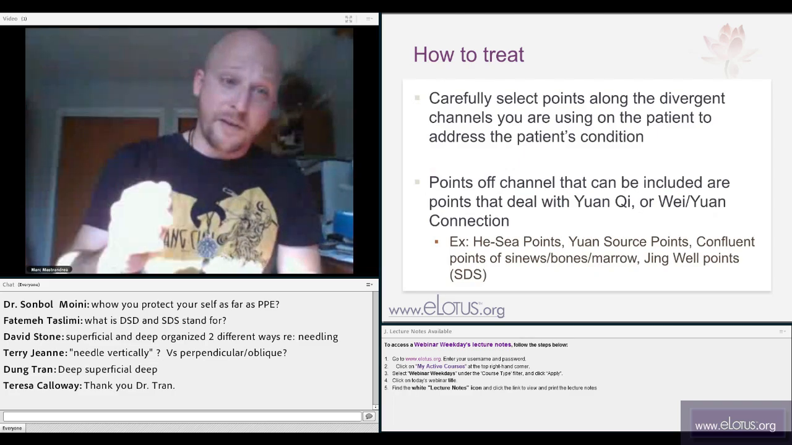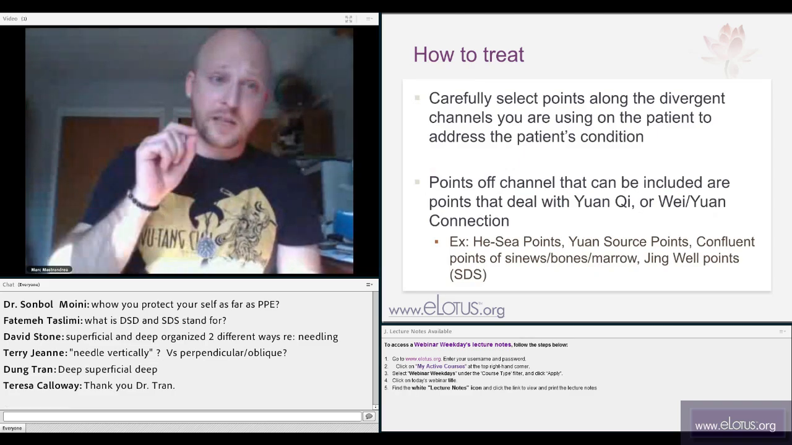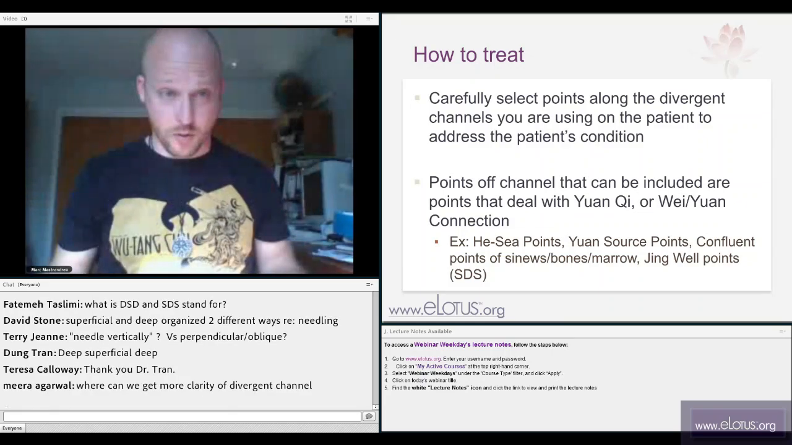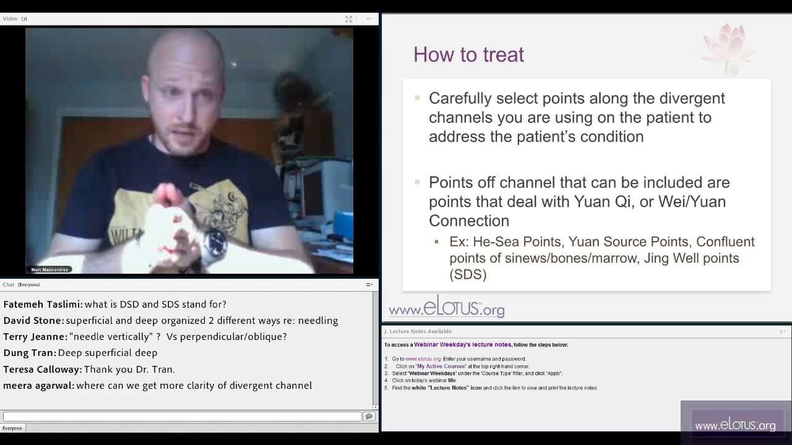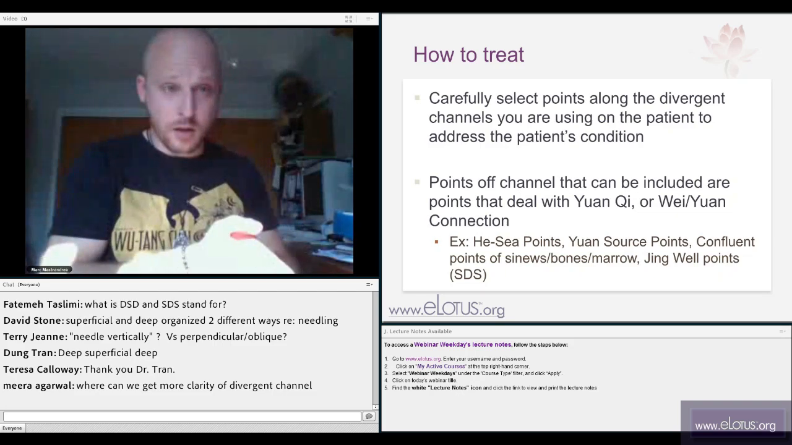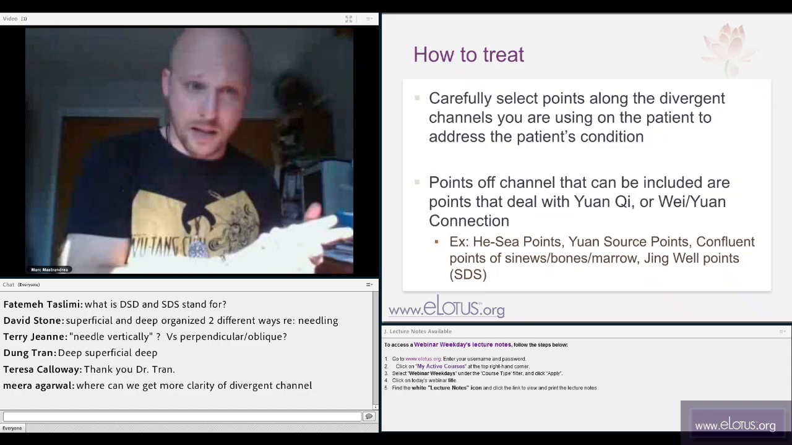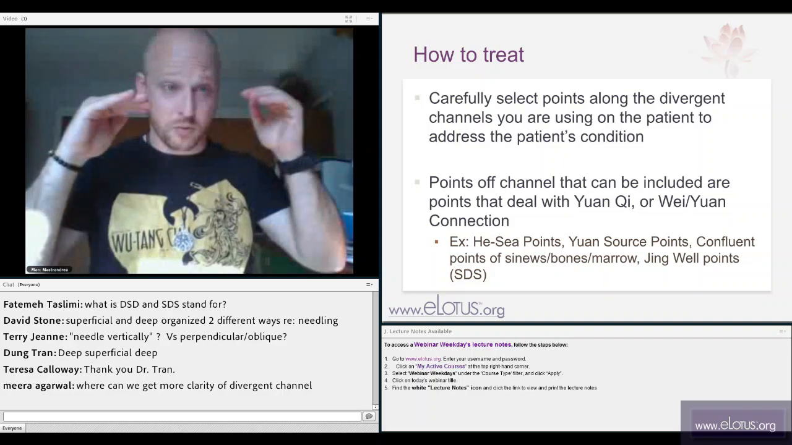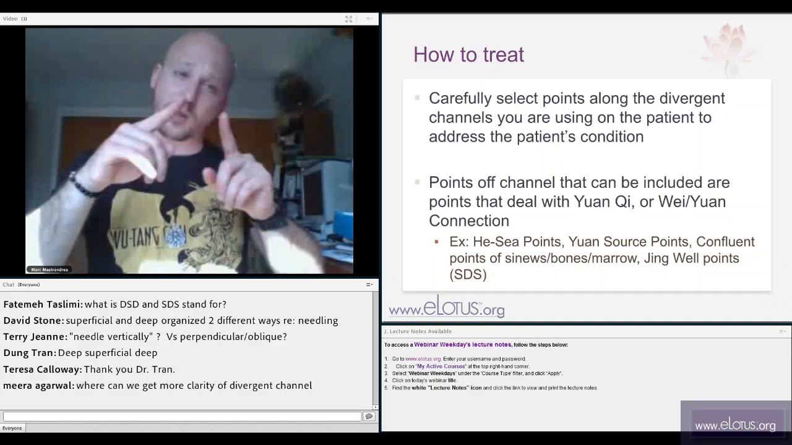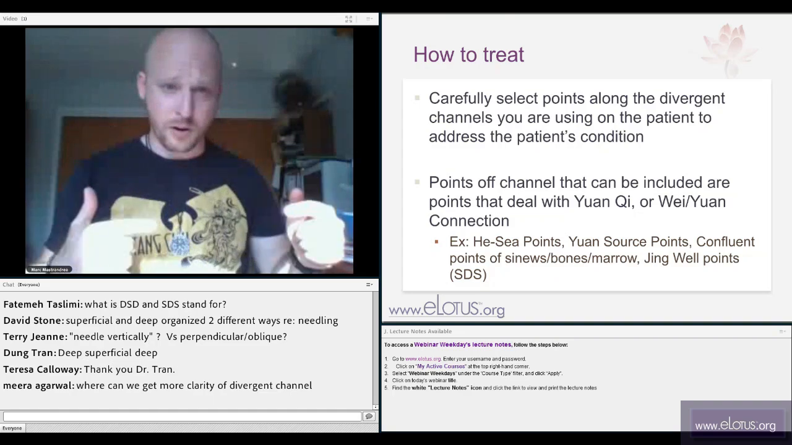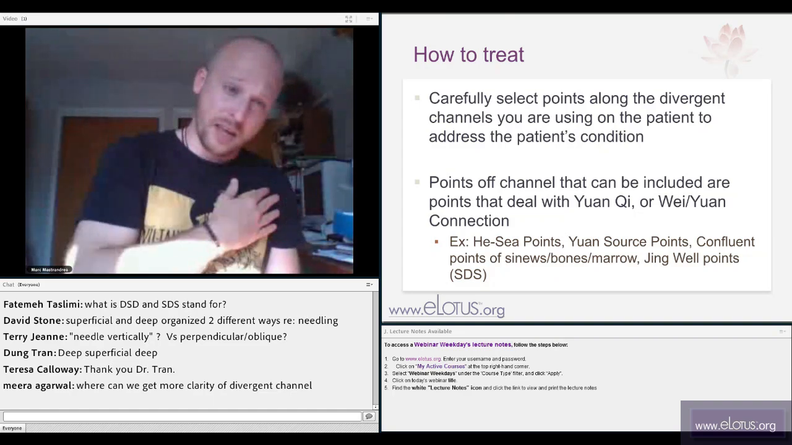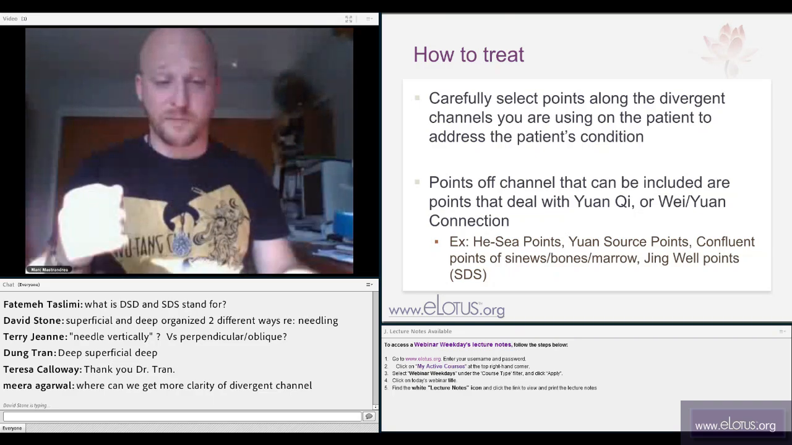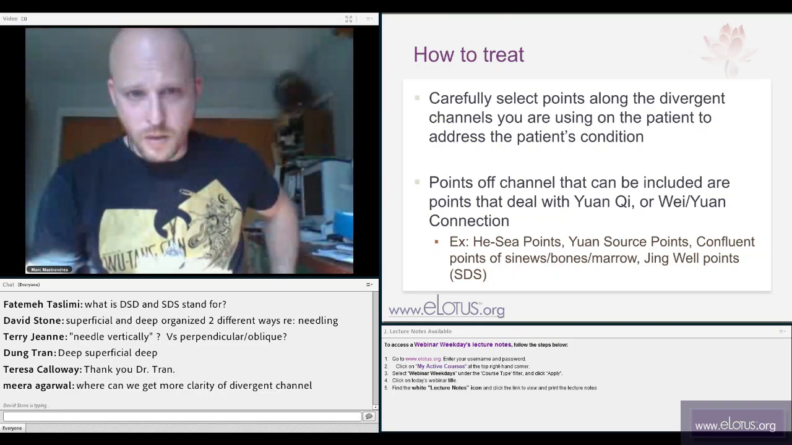Carefully selecting points. After you've needled the confluences, you want to carefully select the points along the divergent channel that associate with the treatment you're giving. What are the symptoms that are going on? Before you see the patient, if you have symptomology and you think they're in a channel level, look up the channel, look up all the symptomology associated with each of the points, and the pathway of the channel. Do they have organ connection? Do they have a sub branch that comes off? Take that into consideration, because that's going to give you a better idea of what points to use, right?